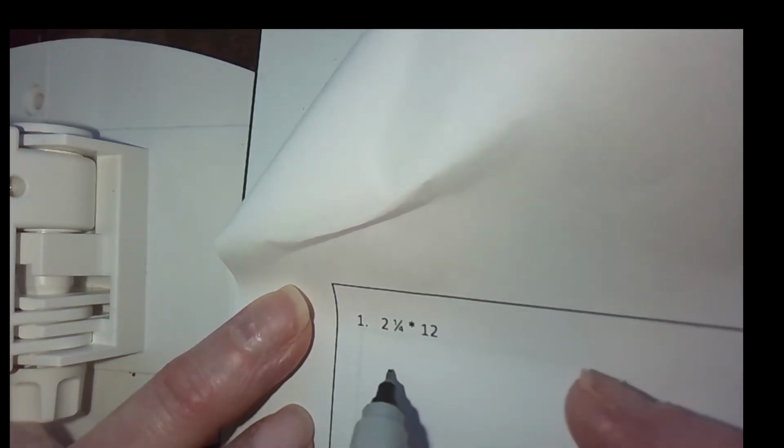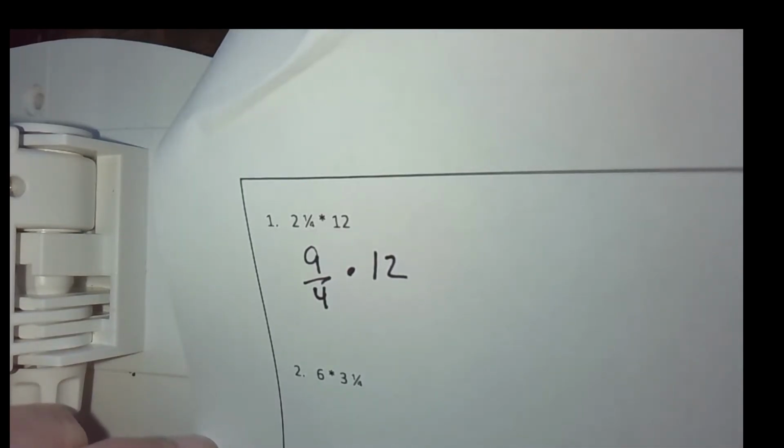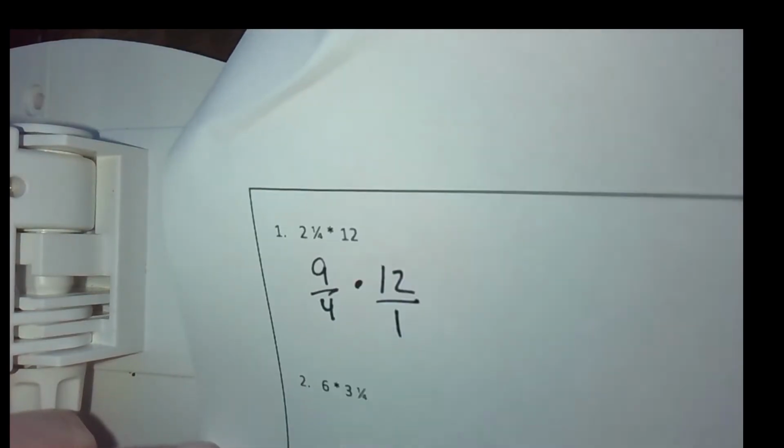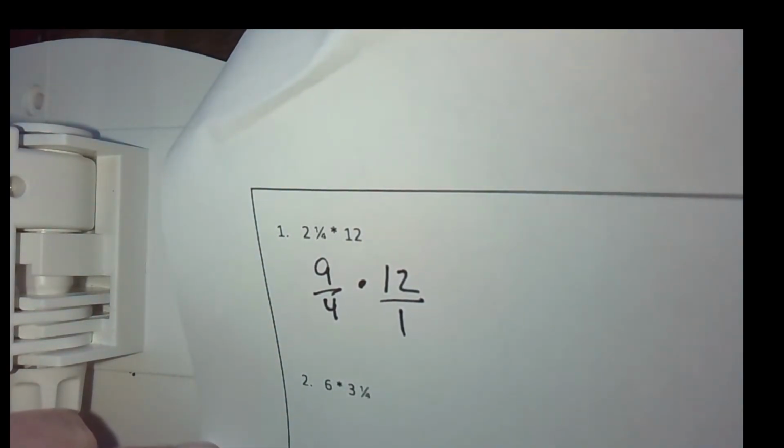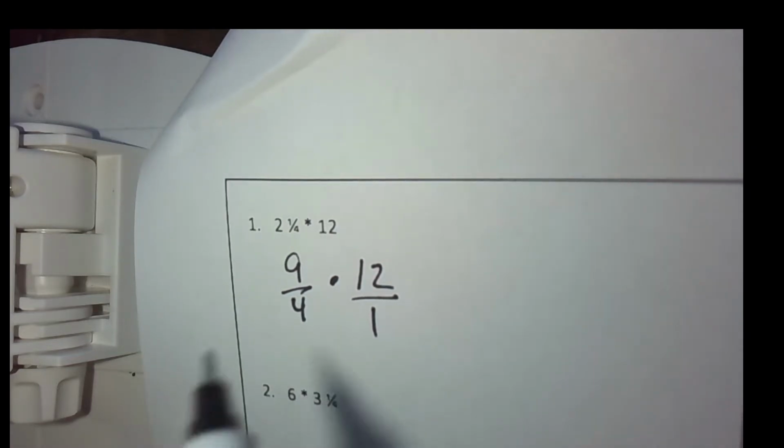But some people might want to say, all right, I'm going to change this: 2 times 4 is 8 plus 1 is 9/4 times 12, and do it that way. How do I make 12 look like a fraction? Stick a 1 underneath it. Okay, so you can do a lot of different things. You could change the 2 1/4 to an improper fraction and then multiply it by 12 over 1.